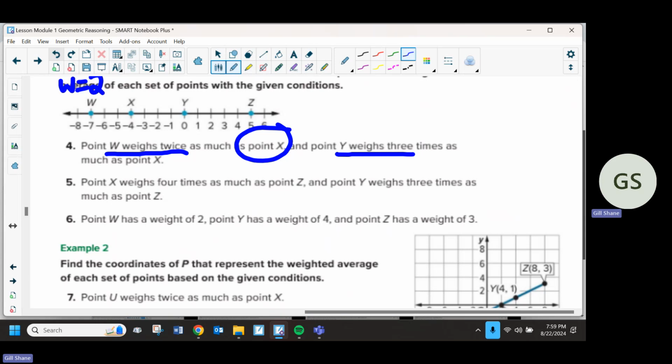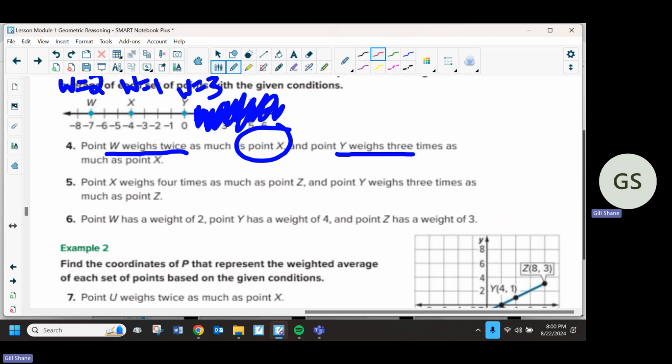So W is 2, it says. They don't mention X, so we can say X has a weight of 1. And they tell us that Y has a weight of 3 times, which means Y is 3. And then we don't use any of this. They don't mention Z in this problem, so we're not going to use that for this problem.